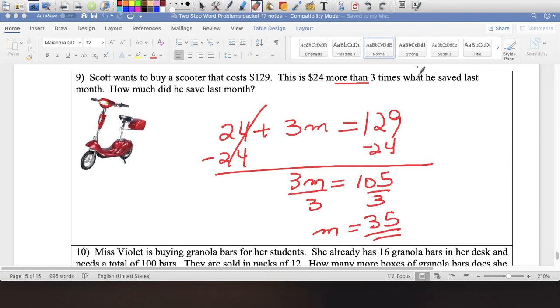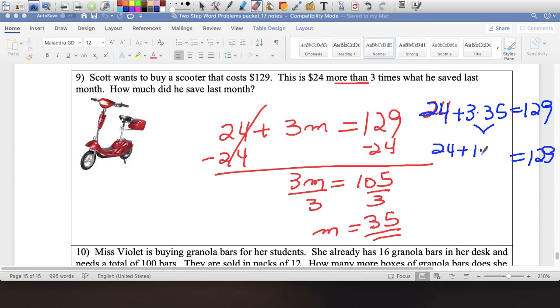Check. We take the original equation, we place the M, so it's 24 plus 3 times 35 equals 129. We're going to make sure that that's true. Well, we got 24 plus, and 3 times 35 is 105. 105 plus 24 is 129 on both sides. Good.